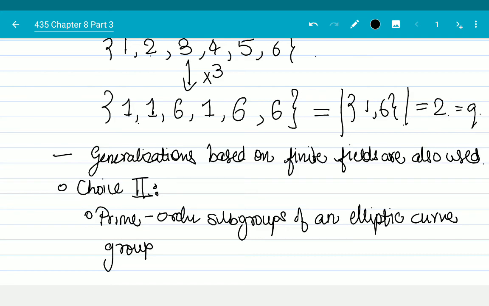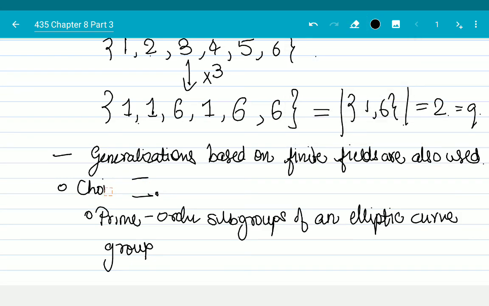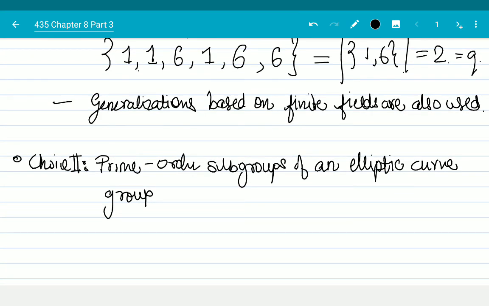Let me just write it here. Choice 2. And this is a whole other beast. This is a proper full course in graduate school, elliptic curves. So I am not going to go into that one. That is extremely troublesome. But yeah, I'm not going to go into that. We will look at it next time.